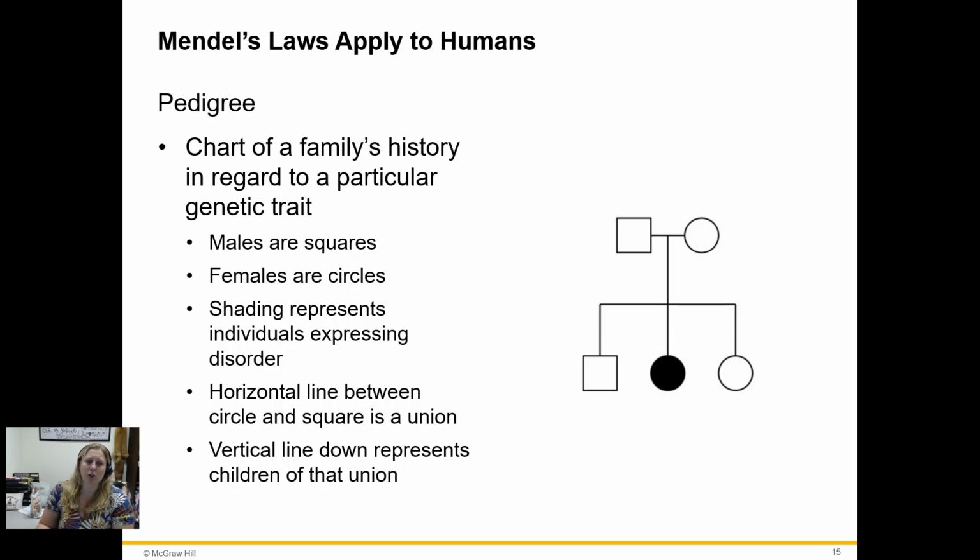So if we want to look at pattern of inheritance within families, within human populations, we can still apply Mendel's laws, but we're going to look at them in a slightly different way. We're going to start by talking about pedigrees. When we look at human characteristics, we often look at things called pedigrees, which are these kind of family tree charts that you might see. Now, when we read a pedigree, there are a couple of ways to go about it, okay?